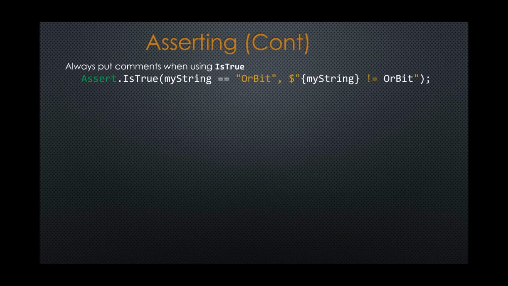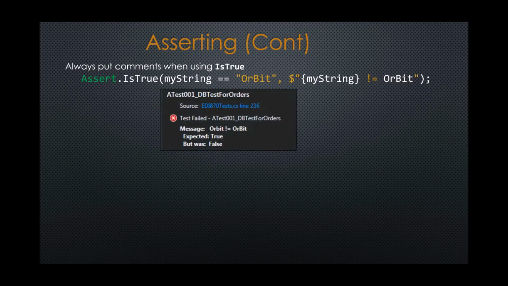At the very least, you should include an error message when using the assert is true. Take a look at the next line of code. This time I have included an error message with my assert. The corresponding error thrown by Visual Studio is the following. Notice the error message clearly shows that the string under test did not equal the string orbit.